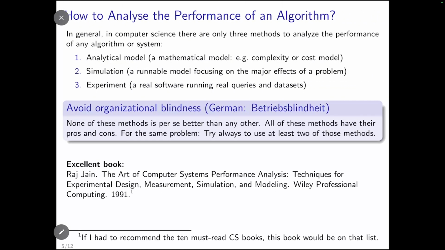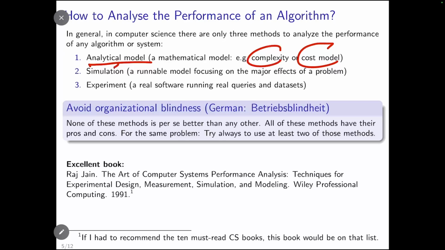There are only three ways to analyze performance in any computer system, or three classes. One is the analytical model, so some sort of mathematical model. Could be complexity or a cost model, something predicting the costs of an algorithm. Cost model versus complexity: a cost model is adding the constants. It's also factoring in constants.